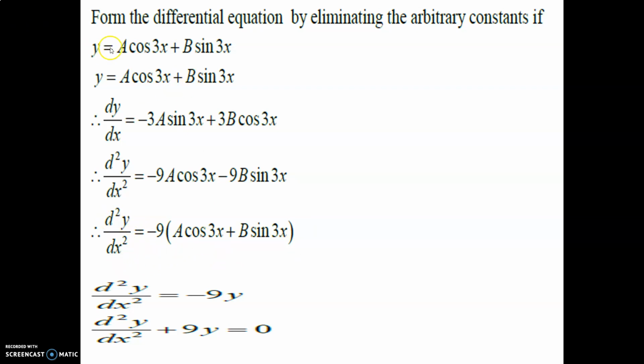Now we know that y is equal to a cos 3x plus b sin 3x. So here instead of this bracket we have to put y there. So we derive d square y upon dx square is equal to minus 9y. So minus 9y goes this side. d square y upon dx square plus 9y is equal to 0. So formation of the differential equation from the solution y is equal to a cos 3x plus b sin 3x is exactly d square y upon dx square plus 9y is equal to 0.